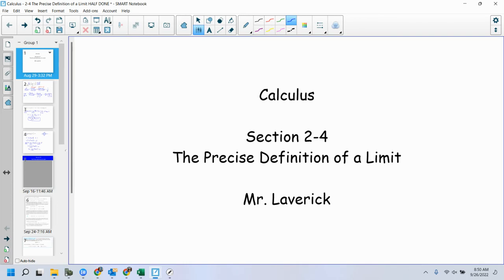All right, so section 2.4 is everybody's favorite section in calculus. It's called the precise definition of a limit. The precise definition of a limit.